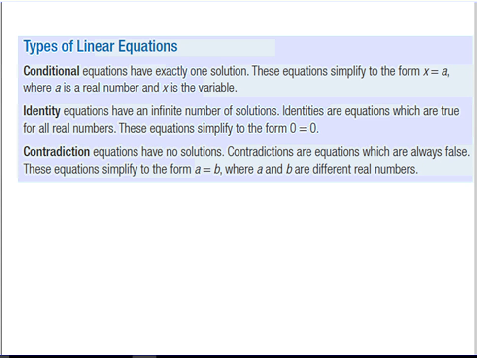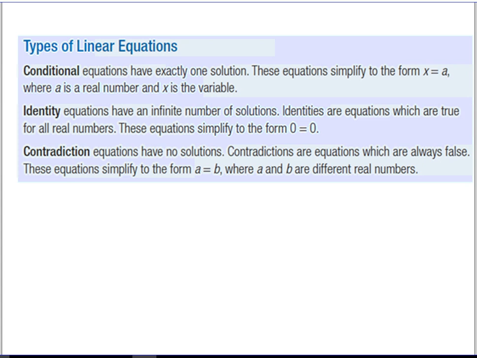Sometimes it doesn't matter what we plug into x, we're going to get a true statement no matter what. And what that means is that we have what's called an identity equation. When we start moving things around, we see that we have the same value on either side, and we can continue those and keep moving things down to get the form 0 equals 0.